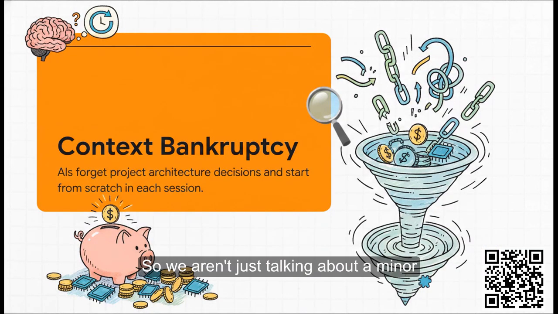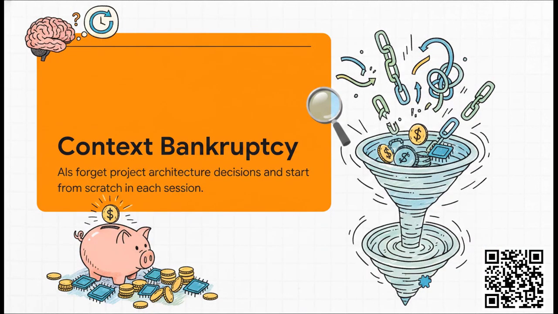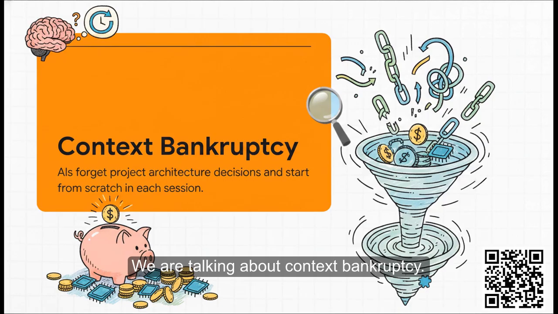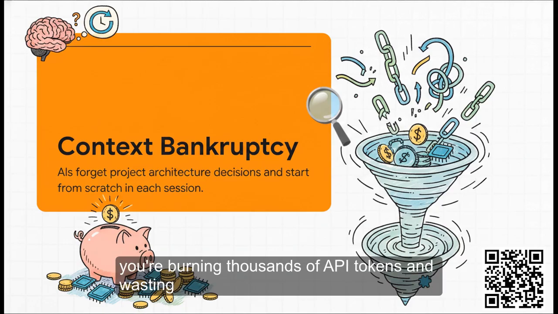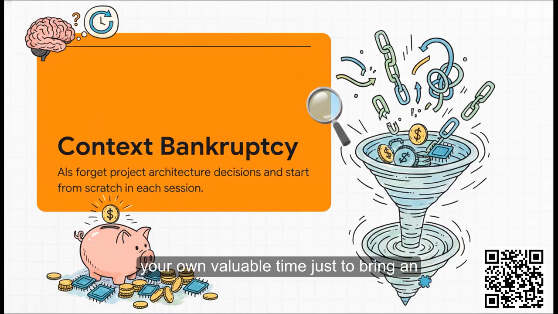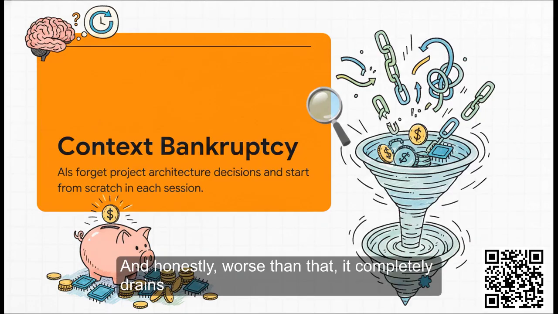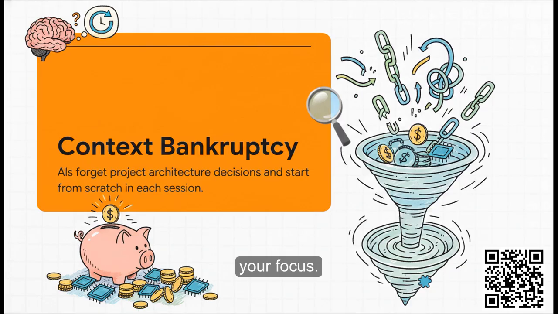So we aren't just talking about a minor annoyance here. We are talking about context bankruptcy. It's this incredibly expensive and tedious process where you're burning thousands of API tokens and wasting your own valuable time just to bring an AI up to speed on facts it really should already know. It drains your budget, and honestly, worse than that, it completely drains your focus.